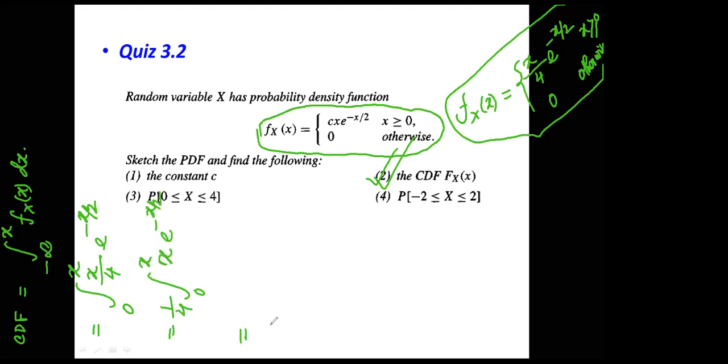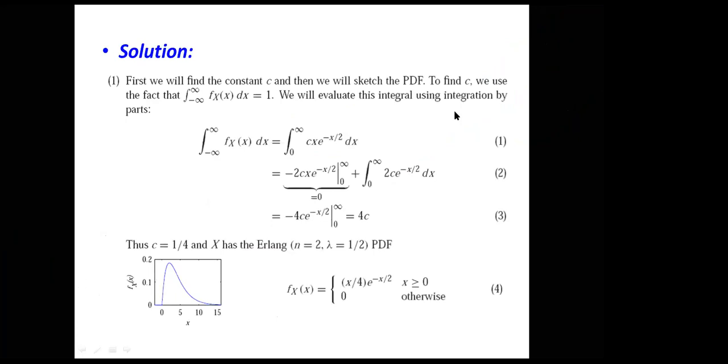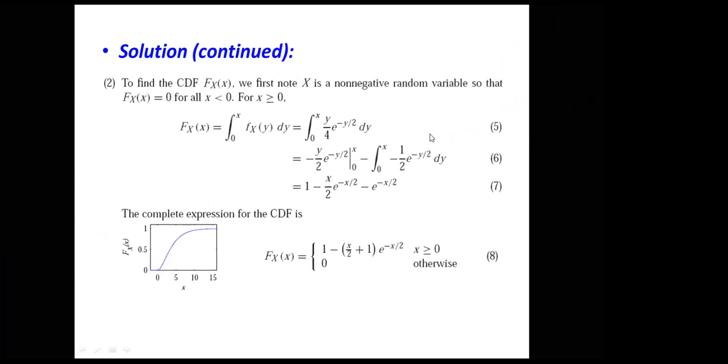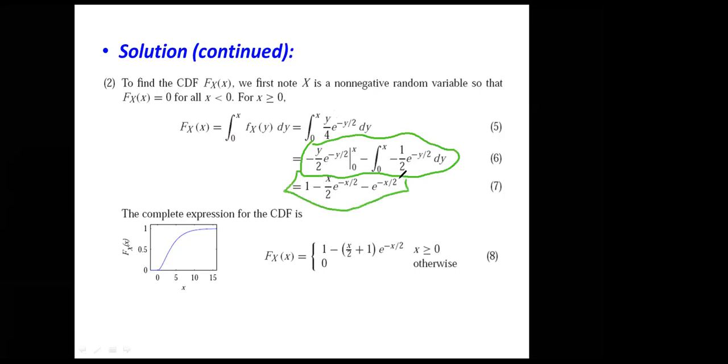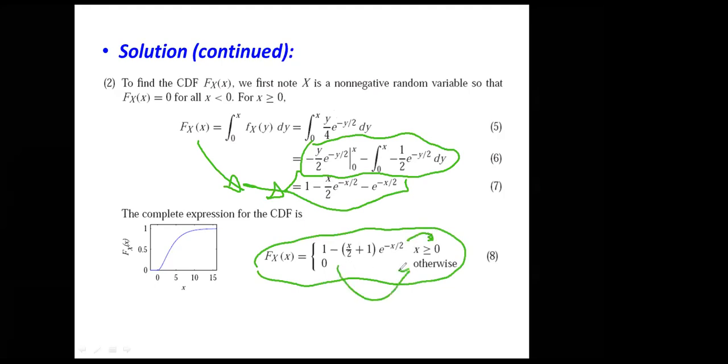Again we use the uv formula, and if you integrate this from 0 to x, you will find this result. This is the CDF of x. The CDF is expressed like the PMF or PDF, with this expression for one range, and 0 otherwise.